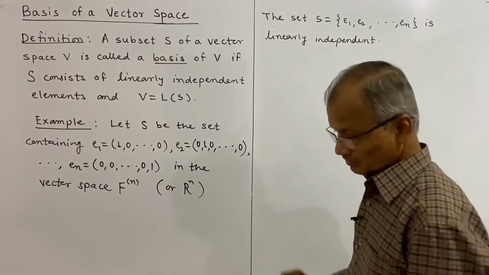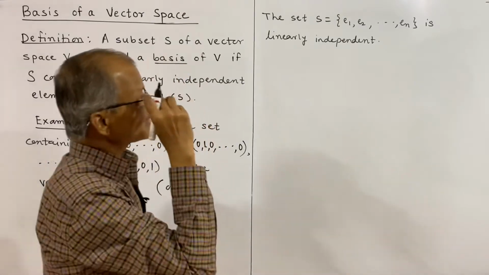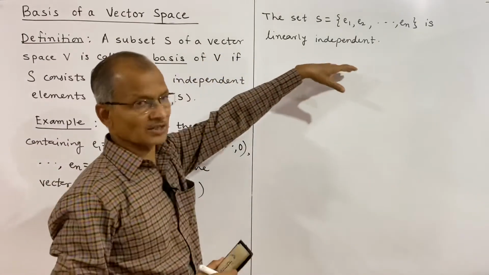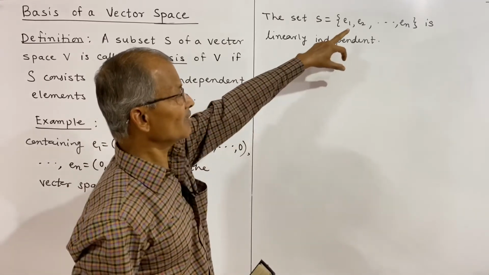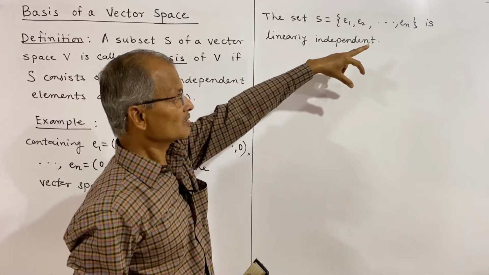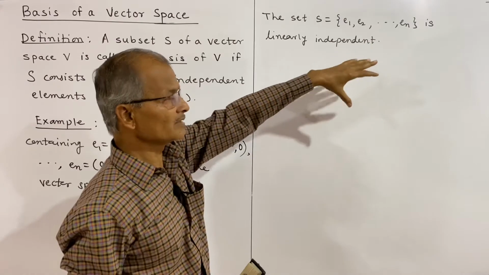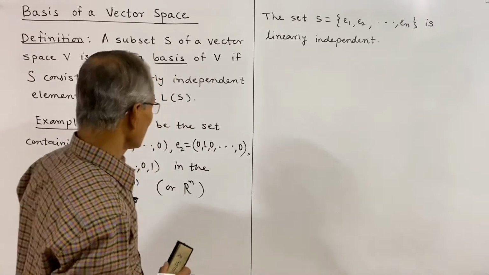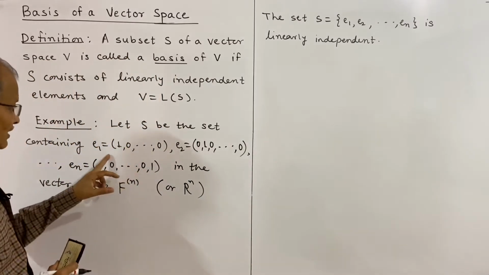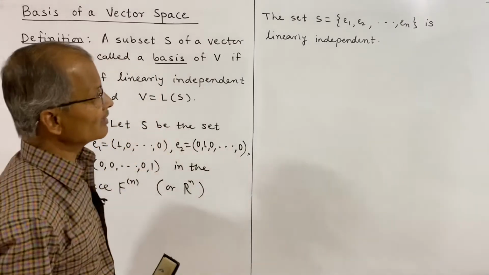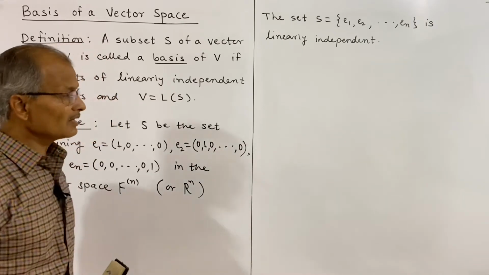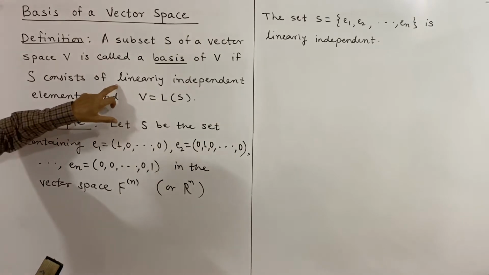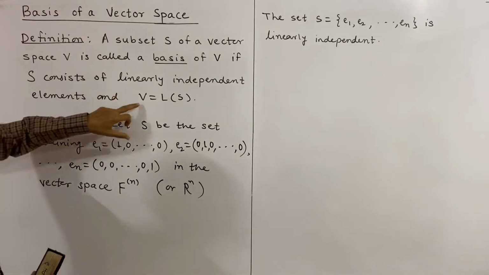This we have shown earlier. This set is linearly independent. It is easy to show. Alpha 1 E1 plus alpha 2 E2 and so on, plus alpha n En is equal to 0. That implies each alpha must be equal to 0, and therefore this set S containing E1, E2 up to En is linearly independent. The second thing is we have to show the second condition holds.